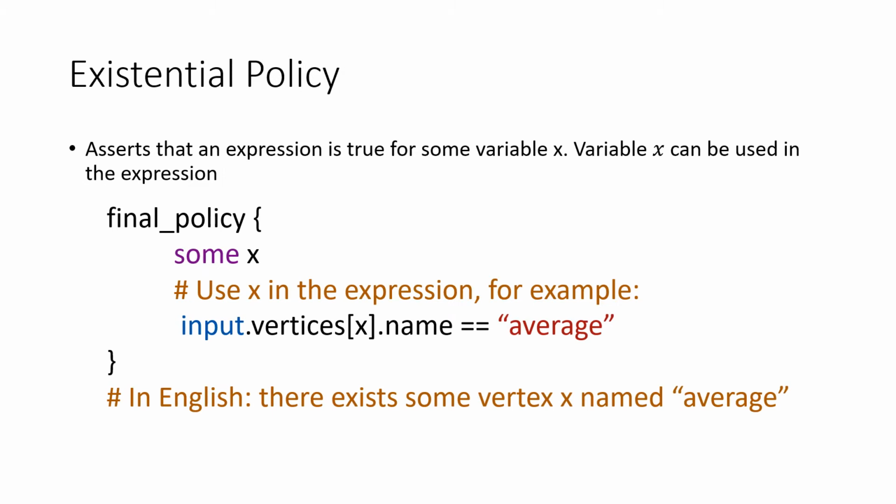The existential policy asserts that an expression is true for some variable x. Variable x can be used in that expression. To define such a policy, the some keyword can be used. The following policy requires there exists some vertex x named average. The vertex can be used as a placeholder to access arrays, as in this example.